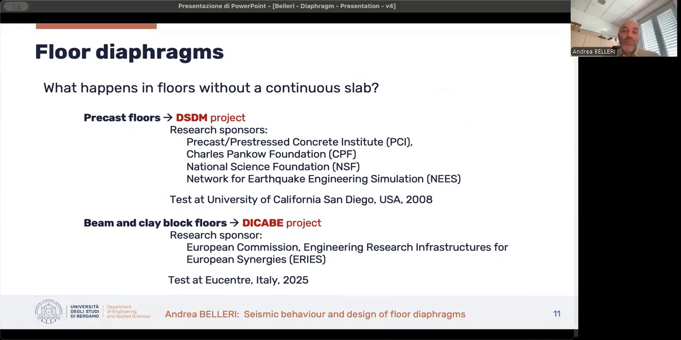I want to show you two types of systems which have no continuous slab. One is precast floors, and the other one is beam and clay block floors. For both these systems, I was honored to be part of research projects. The first one is called the DSDM project, which was tested at the University of California, San Diego in 2008, almost 20 years ago, and was dealing with precast floors. The other one is the Decover project, which was held last December at the EU Centre in Pavia.